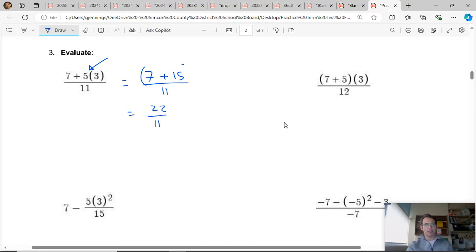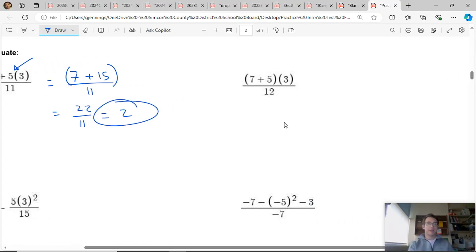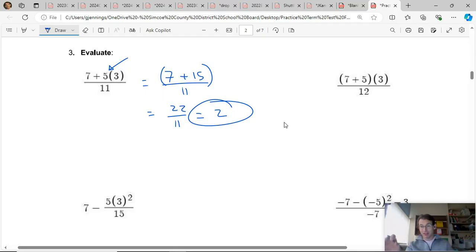Here I have to recognize that there's an invisible pair of brackets around the numerator, and that has to be done first. I can do 7 elevenths plus 15 elevenths, but that's ridiculous. It's 22 elevenths, and that is the number 2. We can actually divide 22 by 11, and it's 2. So 2 is the final answer here. But it's different over here. Look, we've added some brackets, and things are going to change.